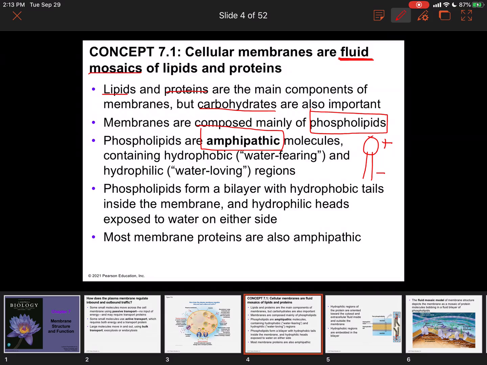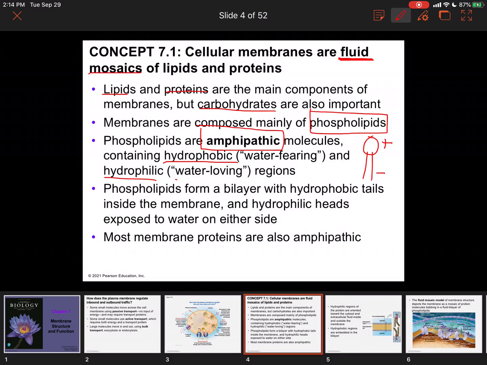When they are amphipathic, that means the molecules contain the hydrophobic, which is the water-fearing section, that's their tails, and then they have the hydrophilic, which is the water-loving section. So make sure you understand those two terms, hydrophobic and hydrophilic. Know which part of the phospholipid is which, okay?